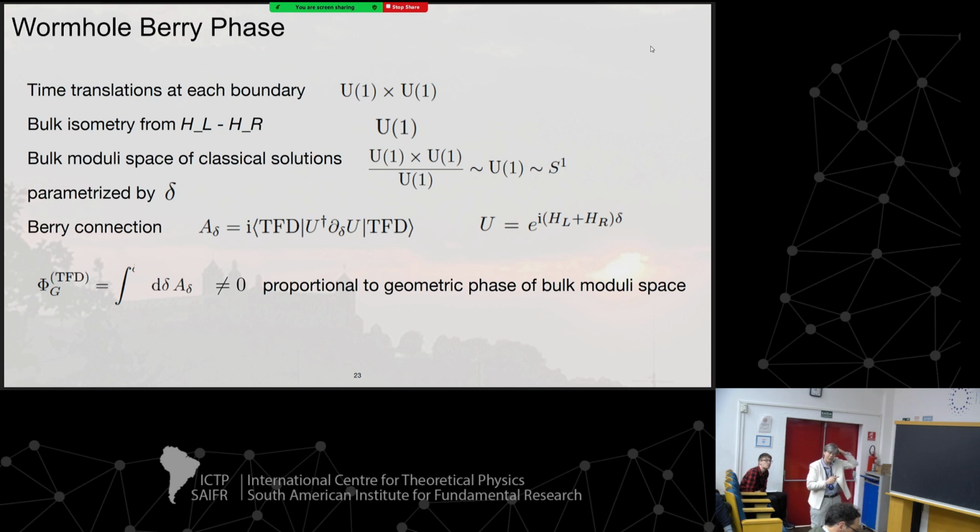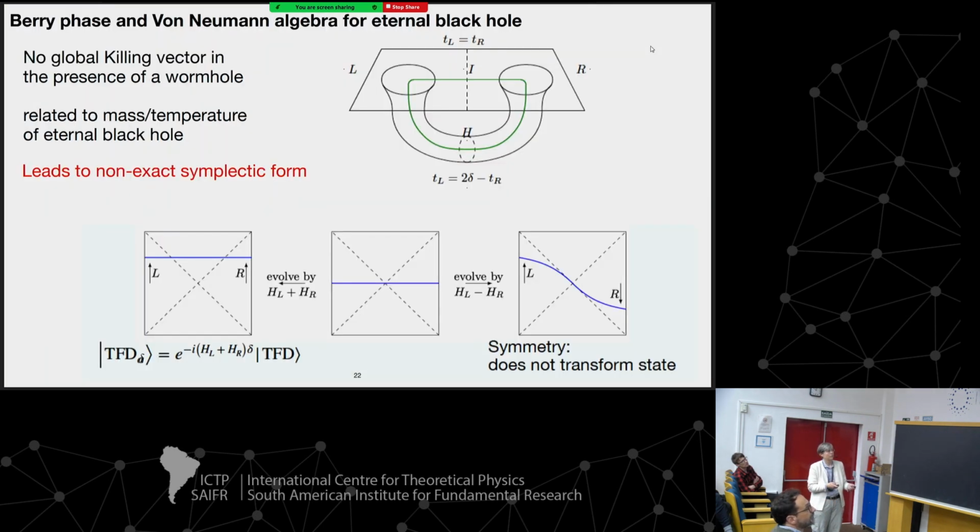And actually, you can do this explicitly by using JT gravity and do this calculation. And you actually find that this geometric phase is non-zero, and it's proportional to the geometric phase of the bulk moduli space. Well, okay, let me just go back. Isn't that equivalent? Well, essentially it's just because you get this phase multiplying your state. So that's because you have e to the i something, so that's why I call it U(1).